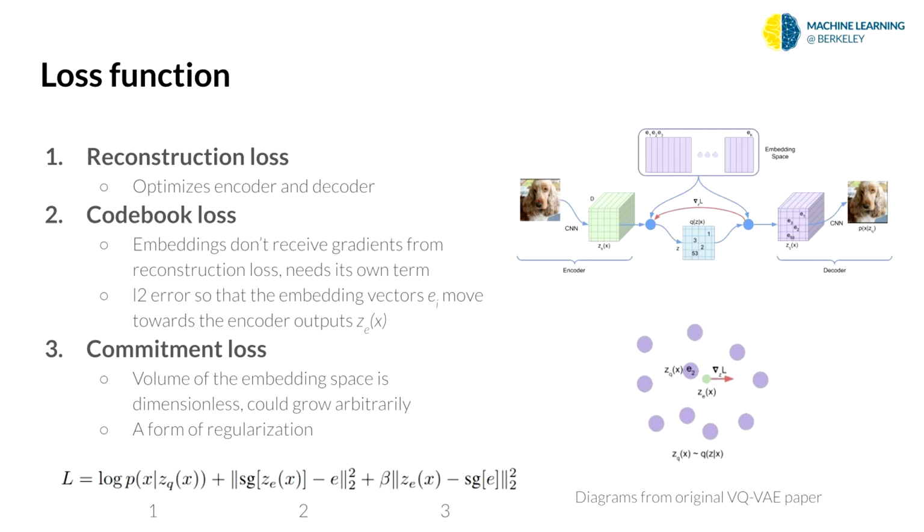And then finally, the last term is something we call the commitment loss. In the current setup, the volume of the embedding space is dimensionless, so the discrete space could grow to an arbitrary dimension. Because of that, we need to regularize it and make sure this discrete space is still low enough in dimension, still less than the original high dimensional data. That third term on the right is what's used to regulate that. Does that make sense so far? Any questions? Okay, yeah.